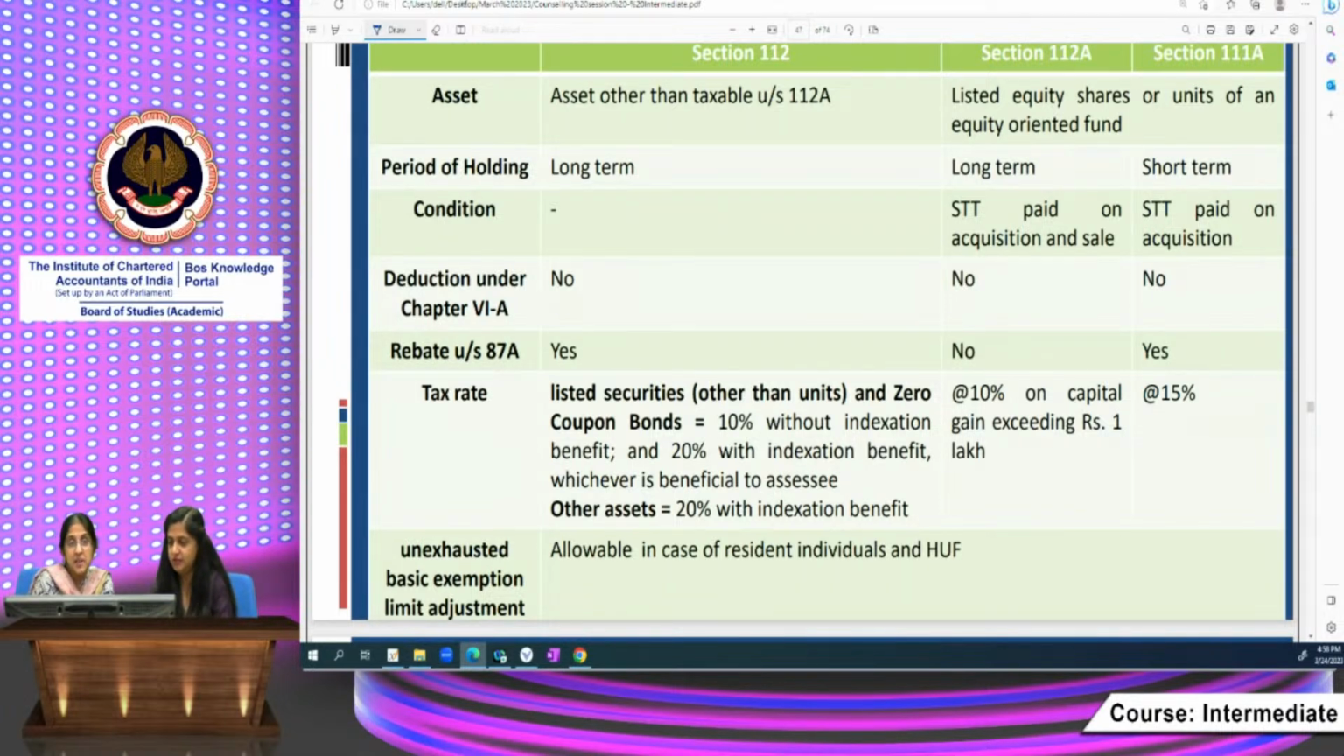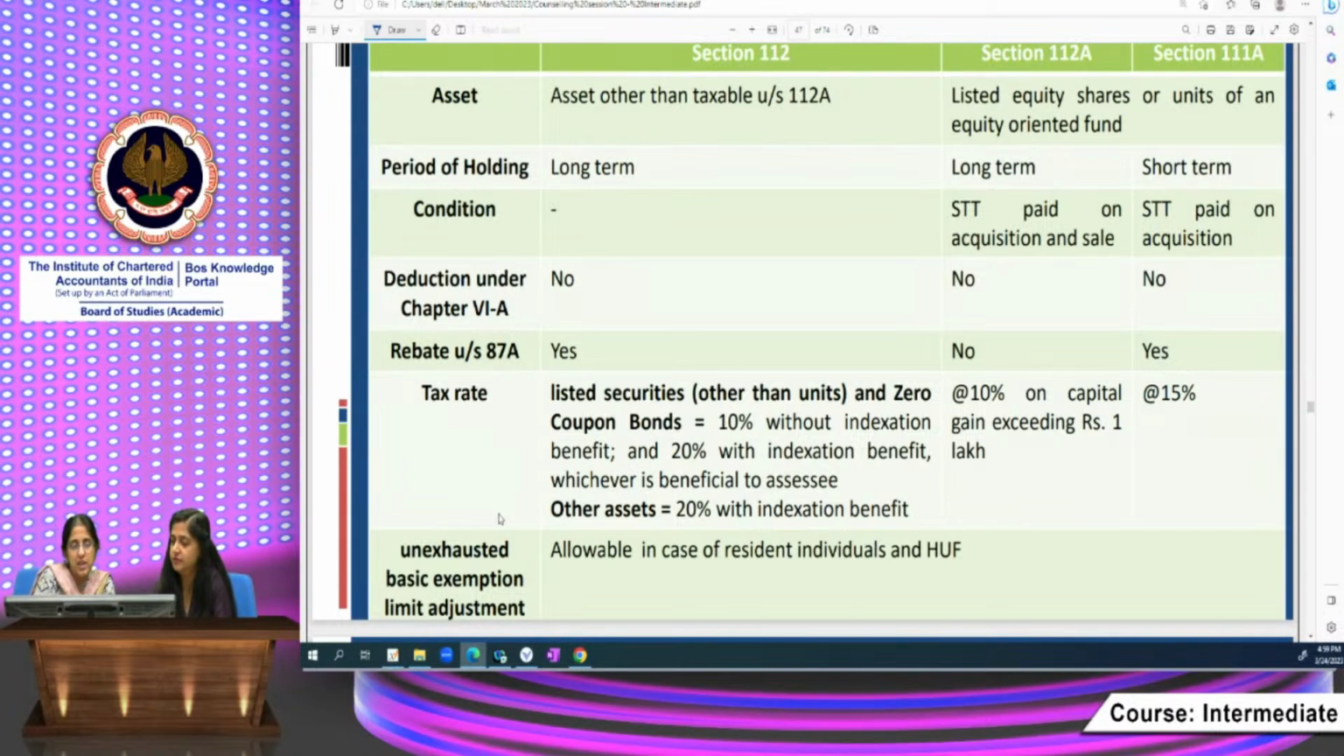This again is very important. 112, 112A, 111A are very important sections because these are special rates of taxation. Normal slab rates are otherwise covered in the general. Initially, we told you what the slab rates are, but these are provisions wherein the tax rate is mentioned in the particular section only, and special tax treatment is there.